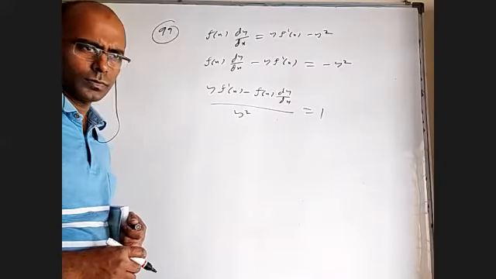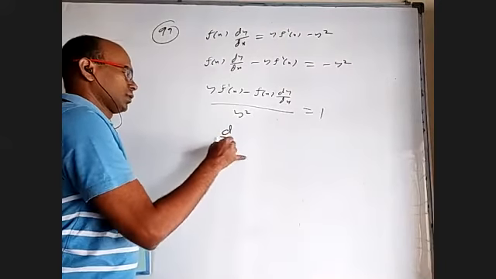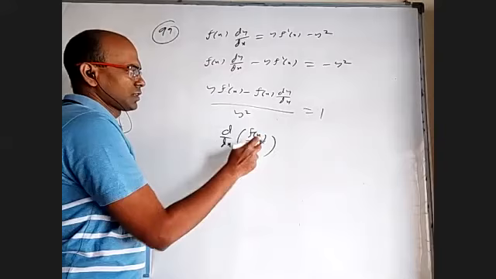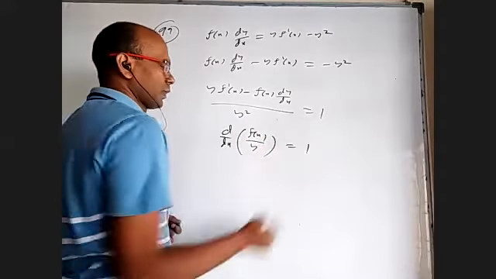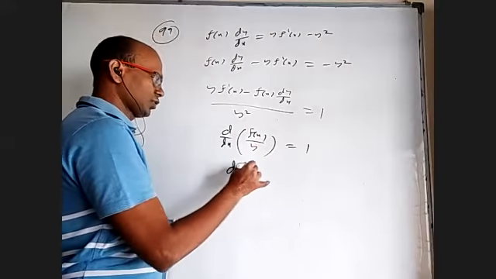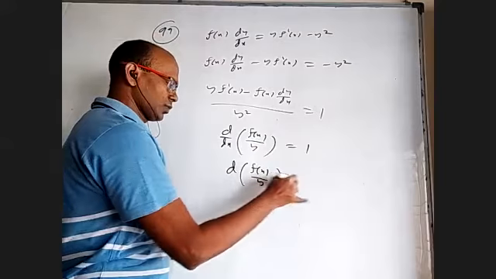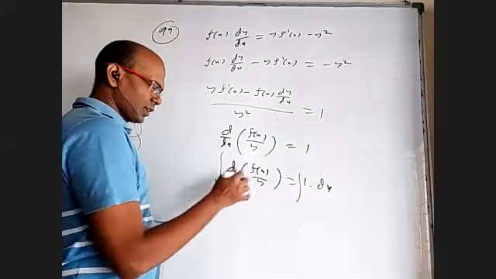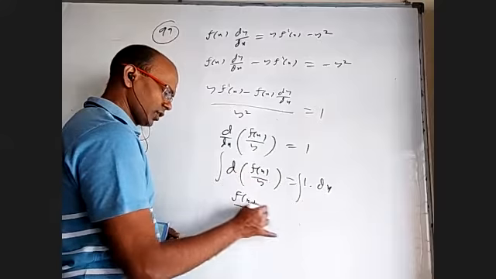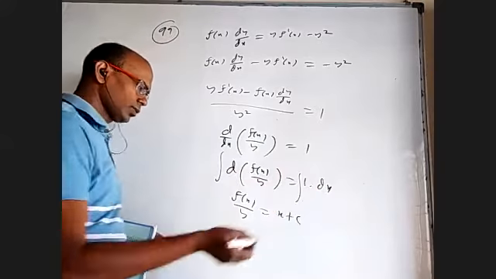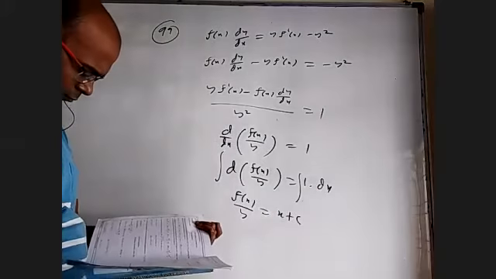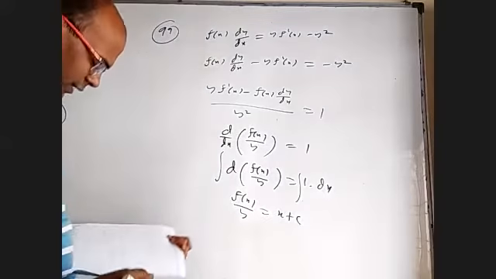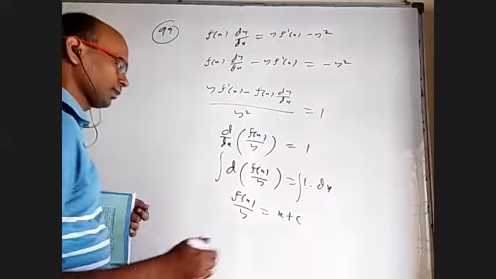F of x by y. Yeah, f of x by y: this into derivative of this minus this into derivative of this, by this whole square. And dx that side, it is derivative of f of x by y equal to 1 into dx. You can integrate. Integration and differentiation will cancel. We'll get f of x by y is equal to x plus c. So xy plus cy.